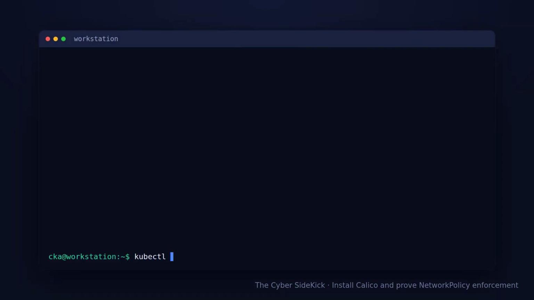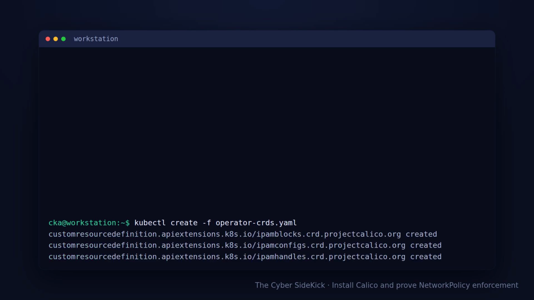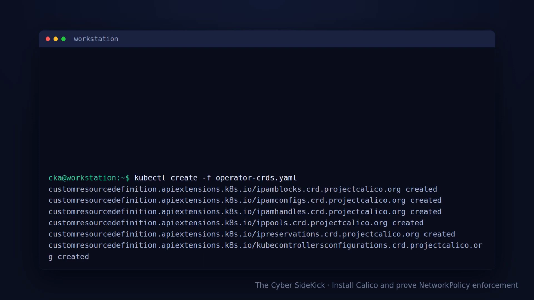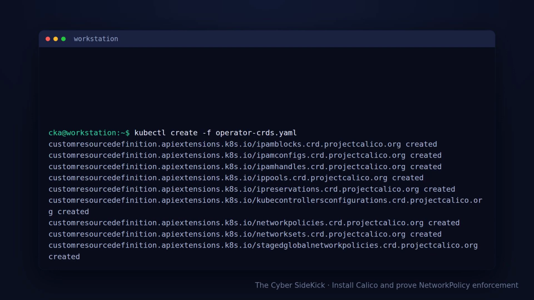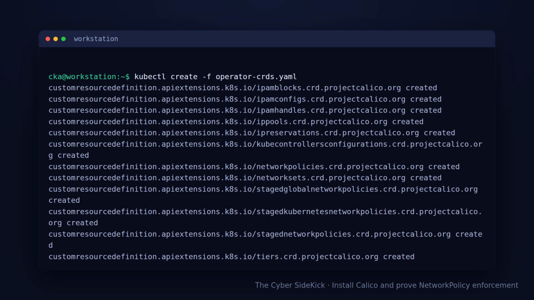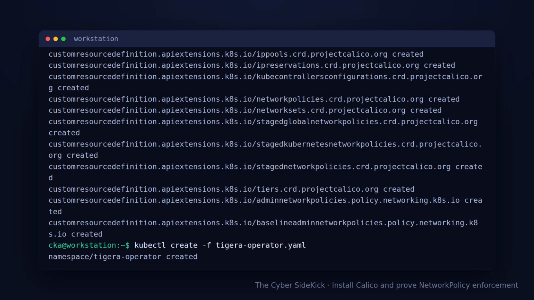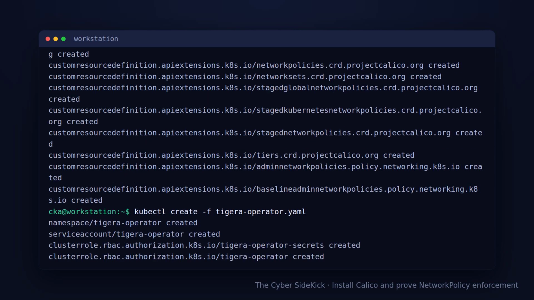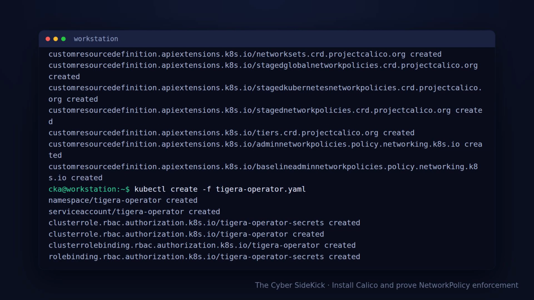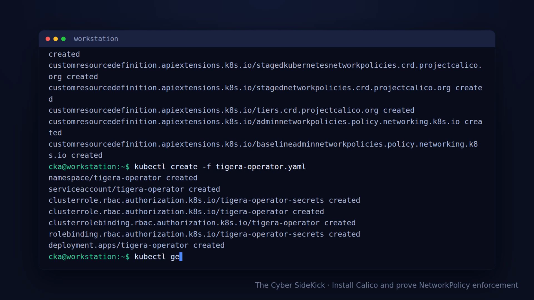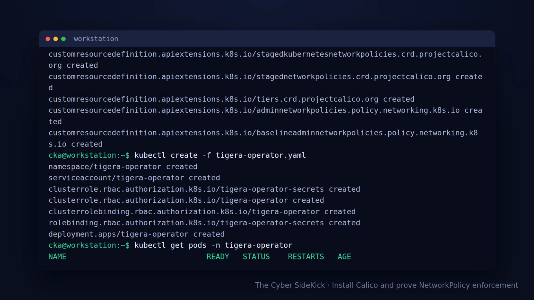Install the operator pieces with kubectl create. The first file registers the custom resource definitions, 32 of them. The second deploys the Tigera operator itself. Note the verb, create, not apply. Some of these CRDs are larger than the last applied annotation kubectl apply wants to attach, so apply fails on this file, and the Calico docs say create for exactly that reason. A few seconds later, the operator pod is running in the tigera-operator namespace, waiting for us to tell it what to install.